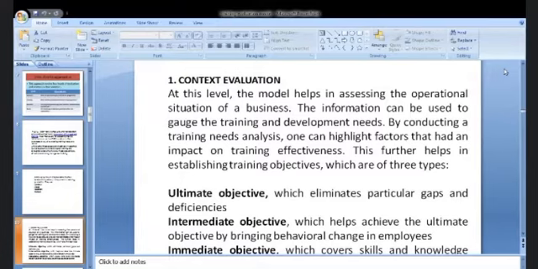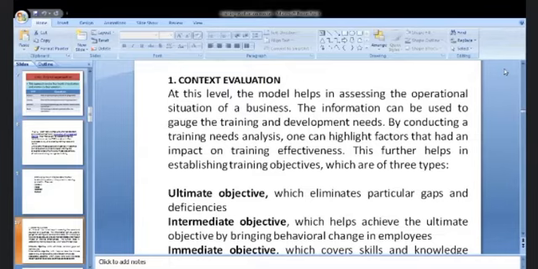And context, as the name indicates, is the situation. So we are assessing and evaluating the operational or performance situation of the business. Then this information can be used for training needs analysis. Once you evaluate the operational and performance situation, you will come to know the level of the performance, whether it is below the satisfaction level, or it is not up to the standards.